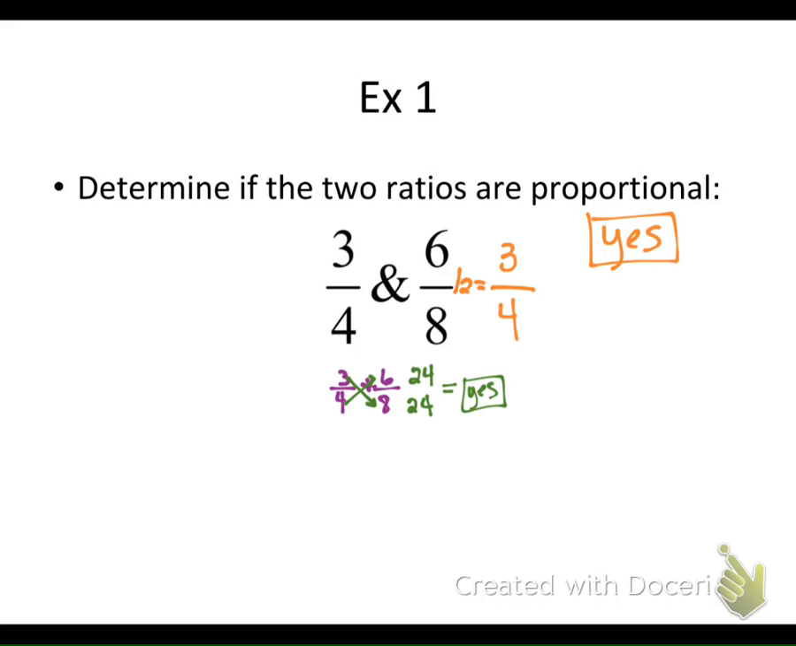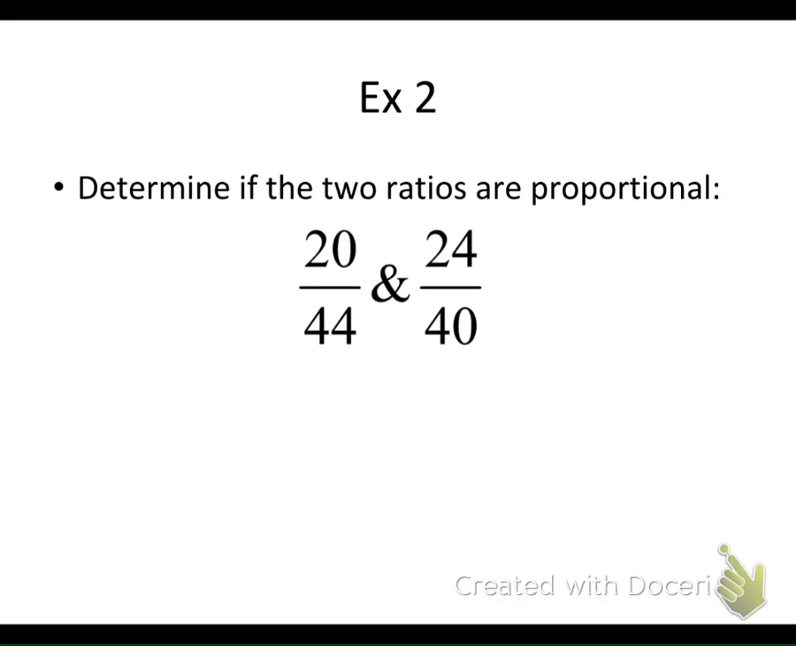Let's take a look at example number 2. Again, two ways that you can determine if they're proportional. The first way is to reduce each ratio. Looking at 20 and 44, what are both of these numbers divisible by? 2. What's another number they're probably both divisible by? 4. So let's do 20 over 44 and divide them by 4 to see what we get. What's 20 divided by 4? Okay. What's 44 divided by 4? Okay.